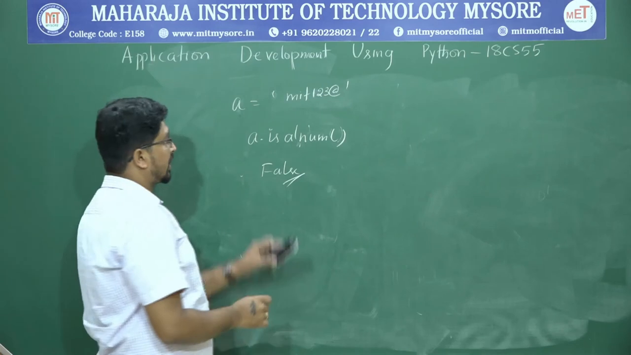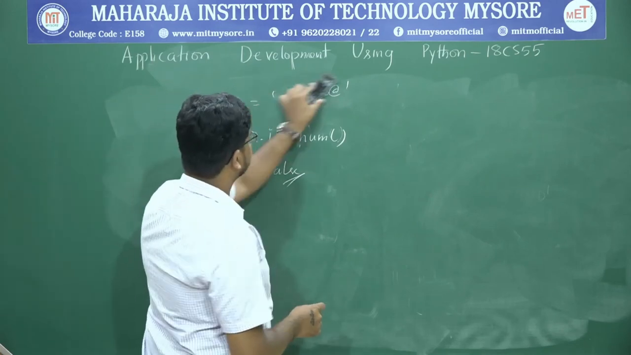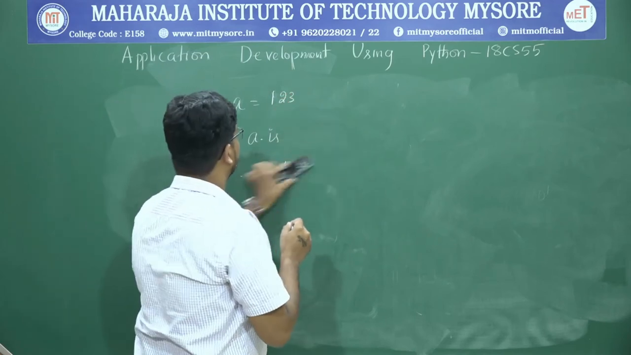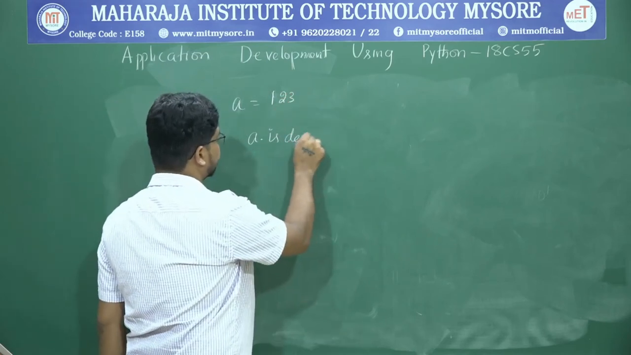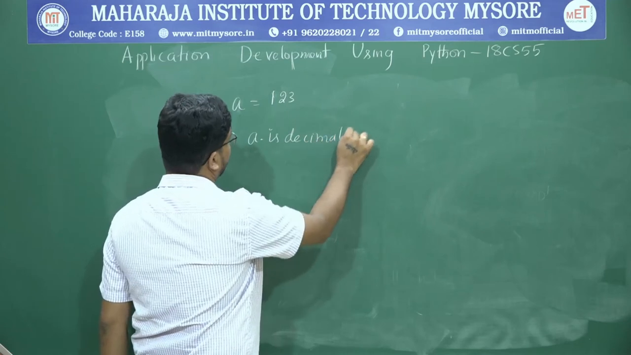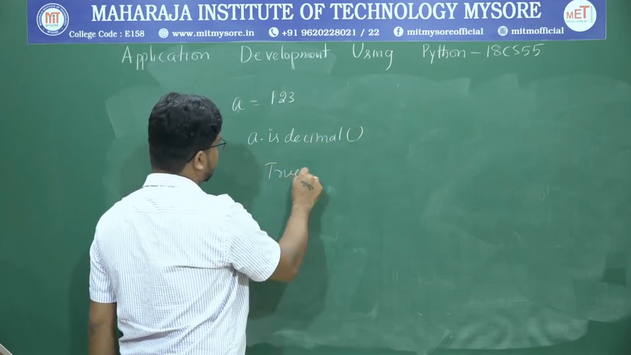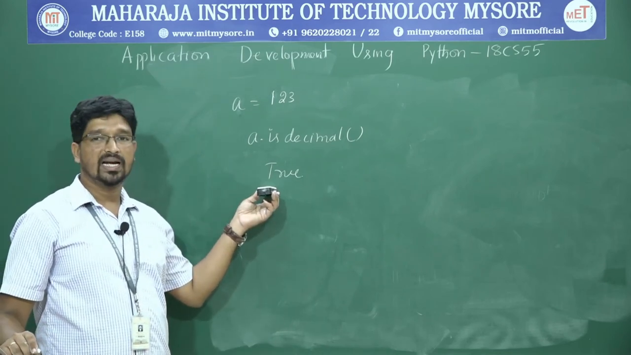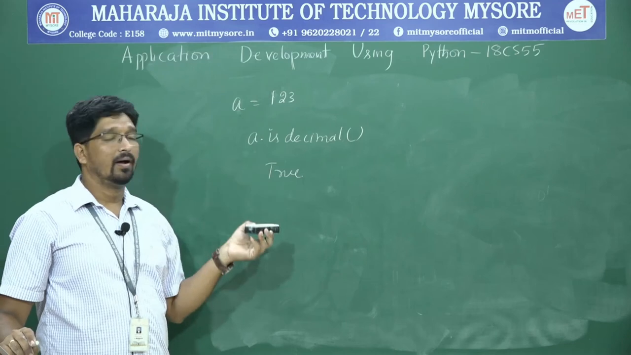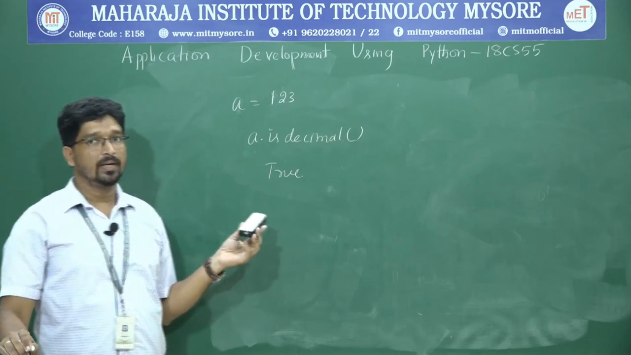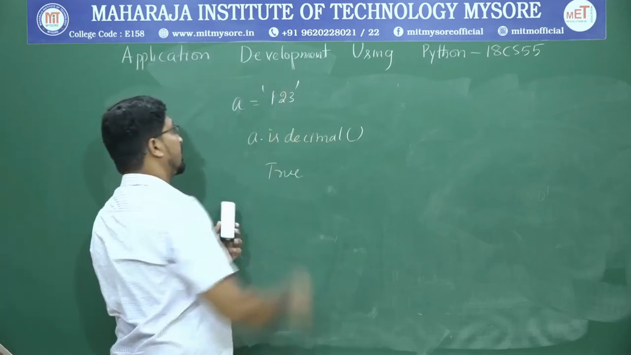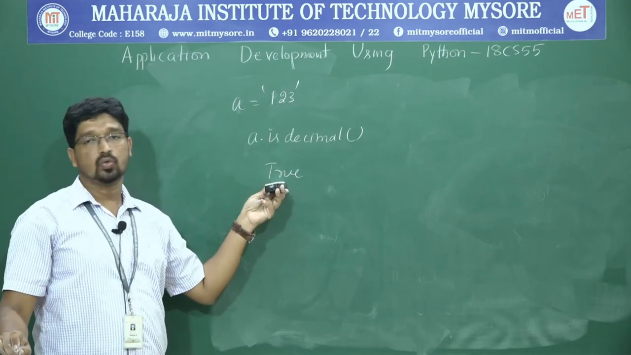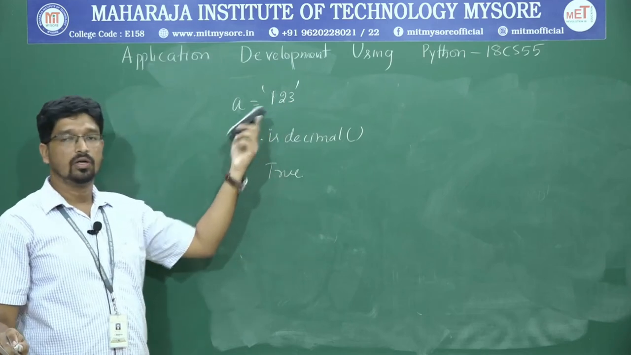In the same way, if you want to check a decimal value, let us say A is equal to 123, then you can check is decimal. You will get true as a result. So 123 is a decimal value, so you will get true as a result. This is how you check whether a string is a decimal value. I am considering a string. Yes, it is a decimal value, so you will get true as a result. We don't check for float.